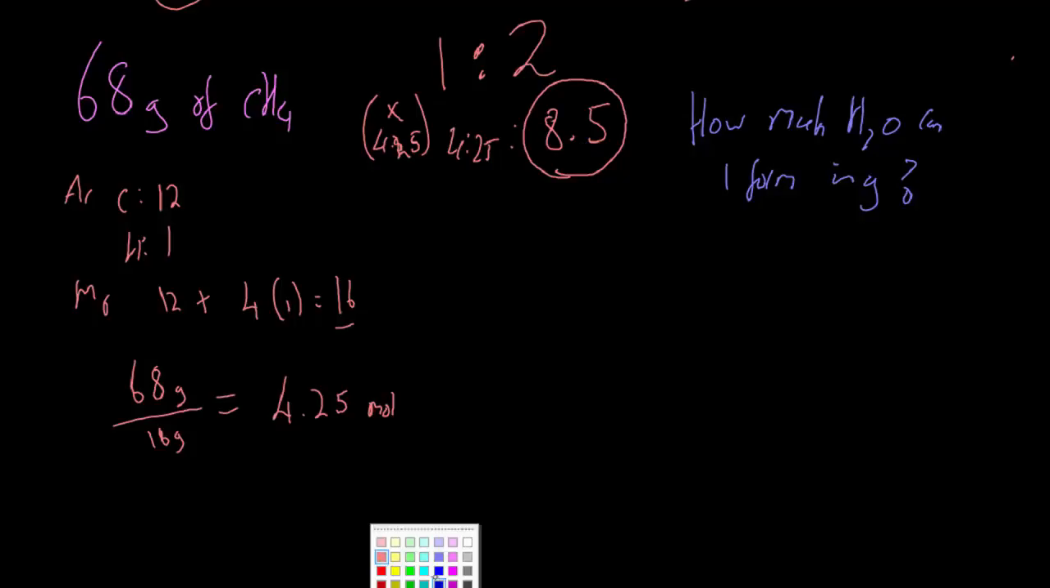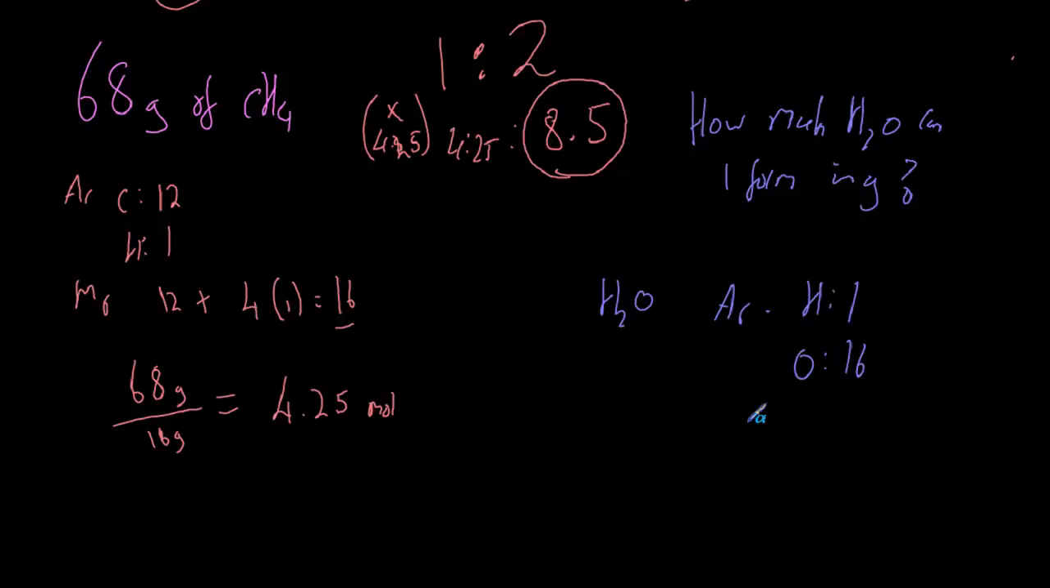And now, to work out the mass of that, I need to work out the mass of 1 mole of water and then multiply it by 8.5 moles. So, H2O. Our atomic masses are hydrogen, which is 1, oxygen, which is 16. These are all on the periodic table, so don't think that you just need to know these off your head.